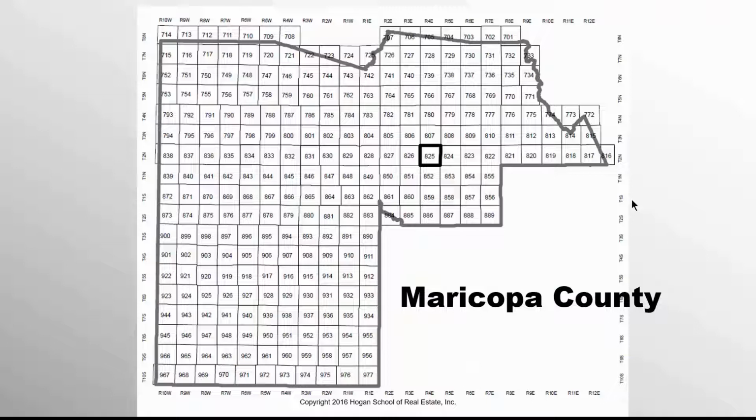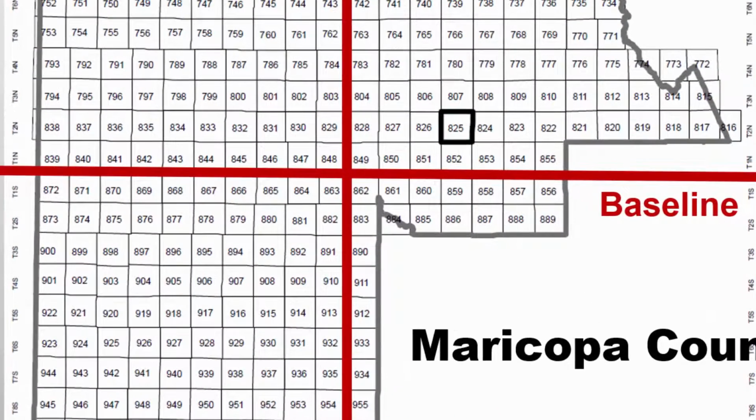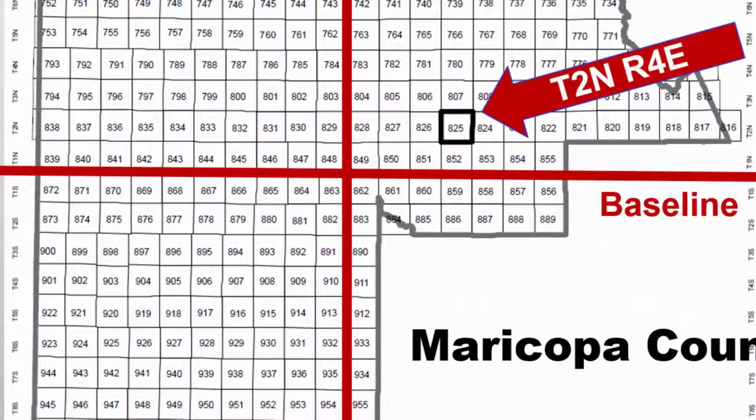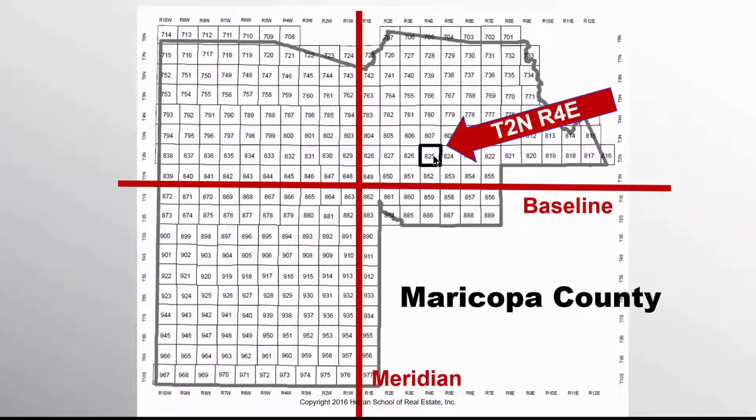So let's go up to Maricopa County for a minute. Here's an outline of Maricopa County, and there's the baseline. There's where the baseline runs through, and there's where the meridian runs through. And let's pick out that particular parcel. Township 1, 2 north, range 1, 2, 3, 4 east of the meridian. So that's Township 2 north, range 4 east.